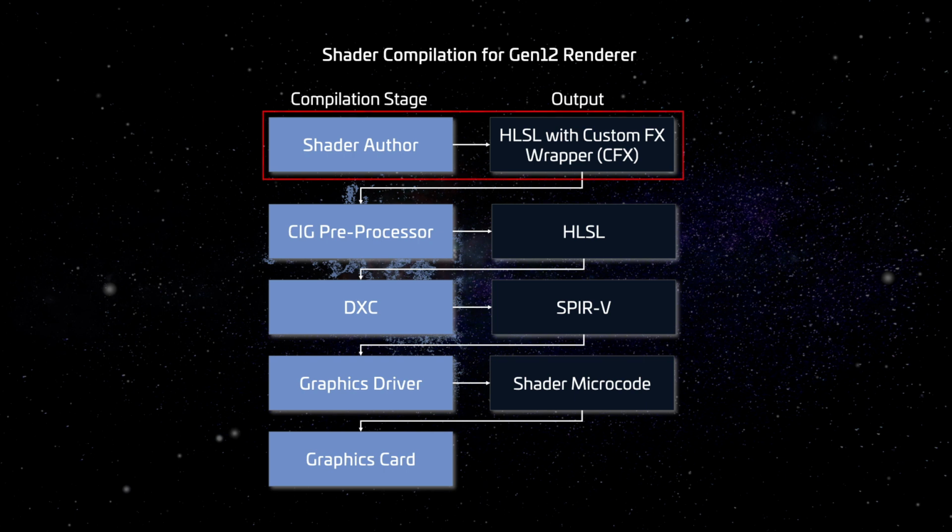It starts at the shader author level. This is where one of our many developers will write a shader using HLSL code with some markup integrated into that HLSL. This HLSL is then passed to the preprocessor. The preprocessor then removes any of the additional code that we don't need and is dealt with accordingly, whilst then outputting just HLSL code. The HLSL code is then passed to DXC, and DXC will change this into SPIR-V.